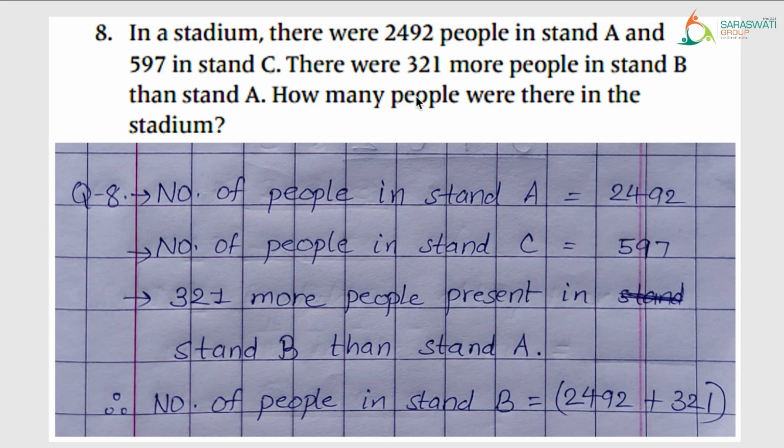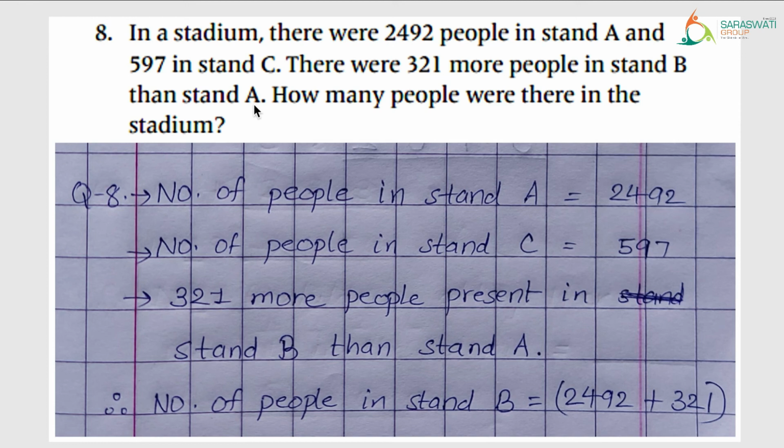What is mentioned over here? There were 321 more people in stand B than stand A. So stand A में जितने people है 2492, उसमें हमें 321 ये number हमें add करना है because 321 more people in stand B as compared to stand A. Then we will get the number of people present in stand B.